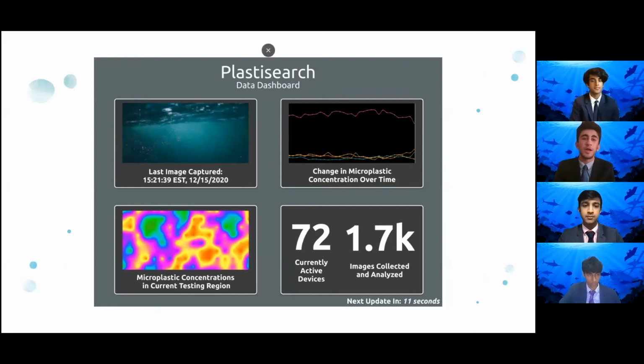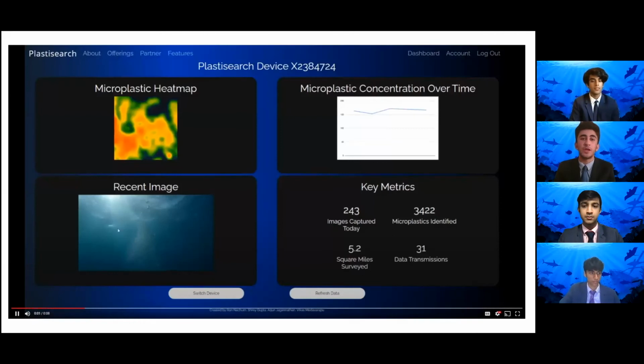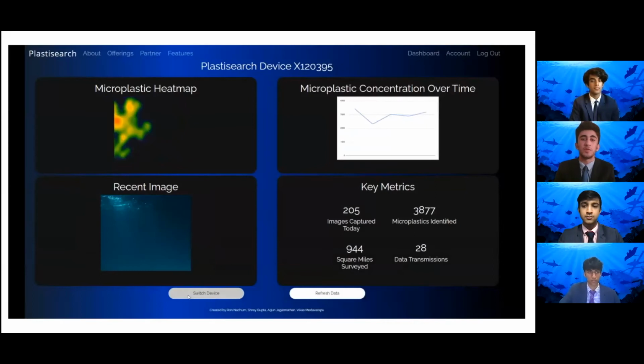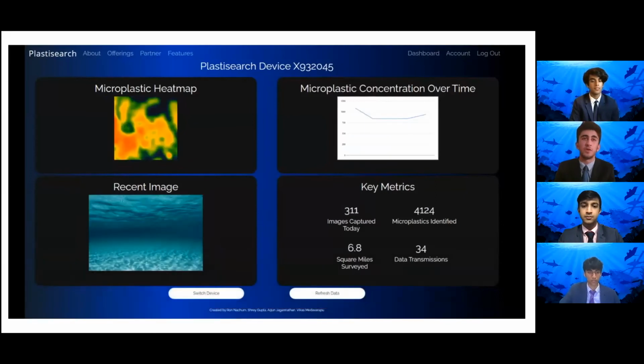This was our original design layout for a data dashboard for the Plastisearch system, and we implemented this structure to create a medium fidelity prototype displaying information on recent trends and concentrations of microplastics in regions monitored by Plastisearch devices.